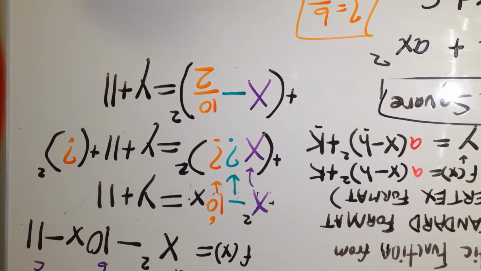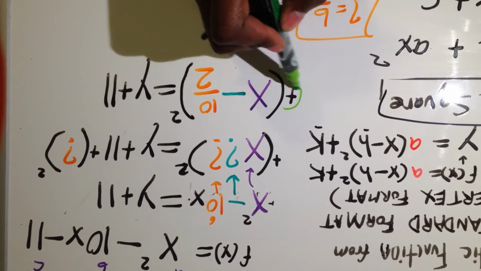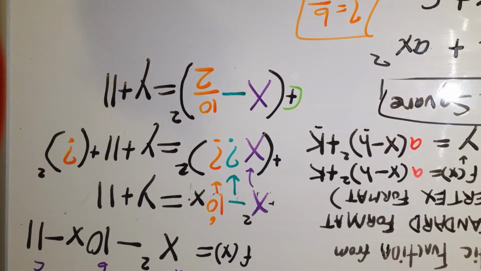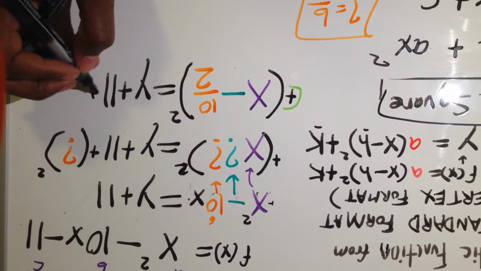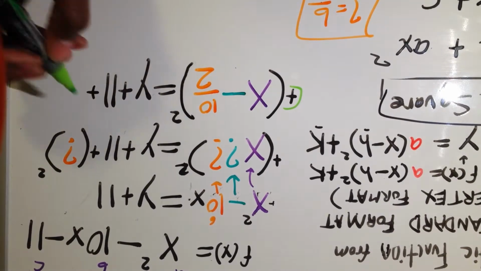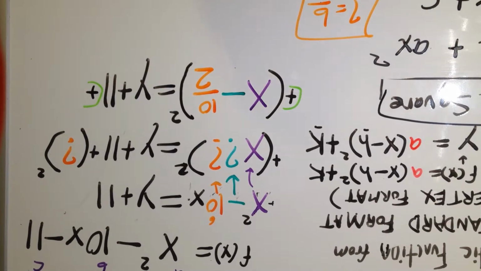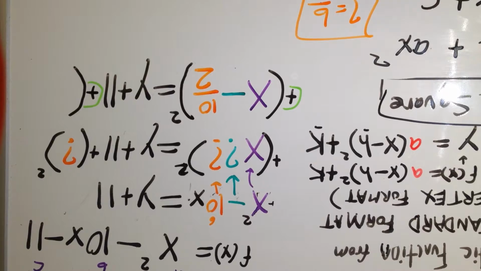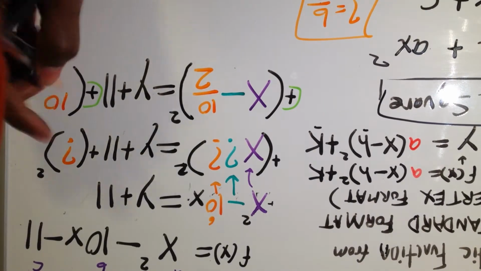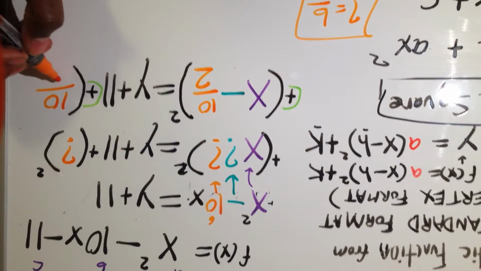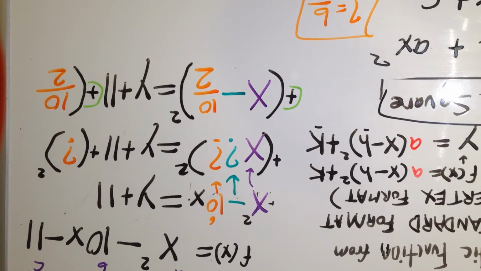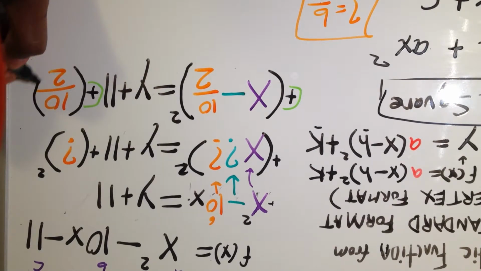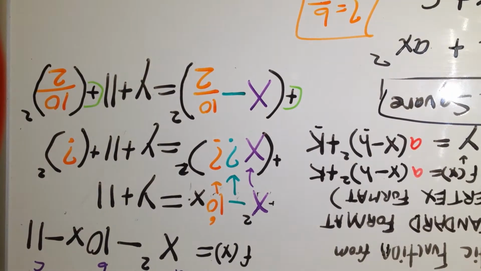And it's positive. Notice it's positive on this side, positive and the parentheses on this side. So we're going to do the same thing. Positive parentheses. And we're going to copy the orange question marks inside. 10 over 2. And let's simplify the left side first.